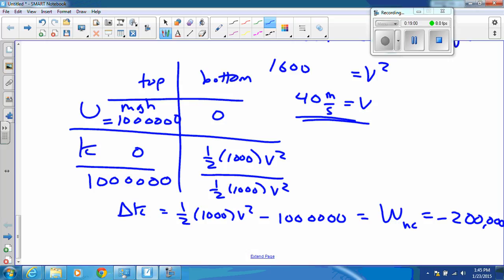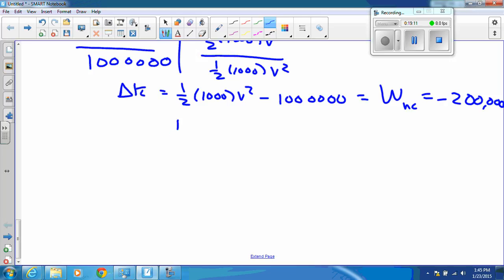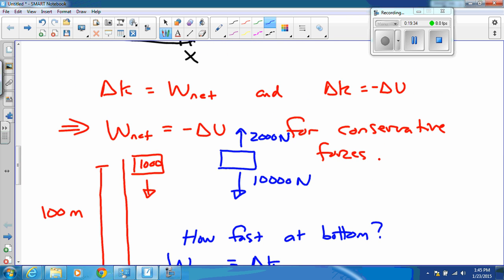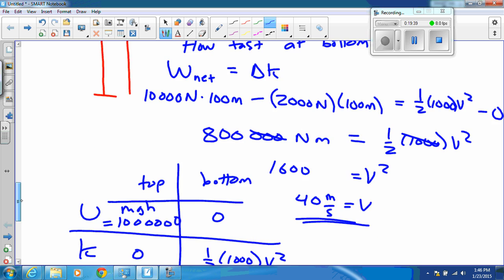Now, if you take a look at this equation right here, this equation is algebraically equivalent to the one that we had before. All I have to do is add 1 million to both sides, and I get exactly what we got before. 1 million plus negative 200,000 is going to be 800,000, and then we do the same solution. So all that we're doing is the same accounting, just counting it up slightly differently. In the first case, we're saying we don't care whether our forces are conservative or not, we're simply going to add up the total work done, and that equals delta K at the end.